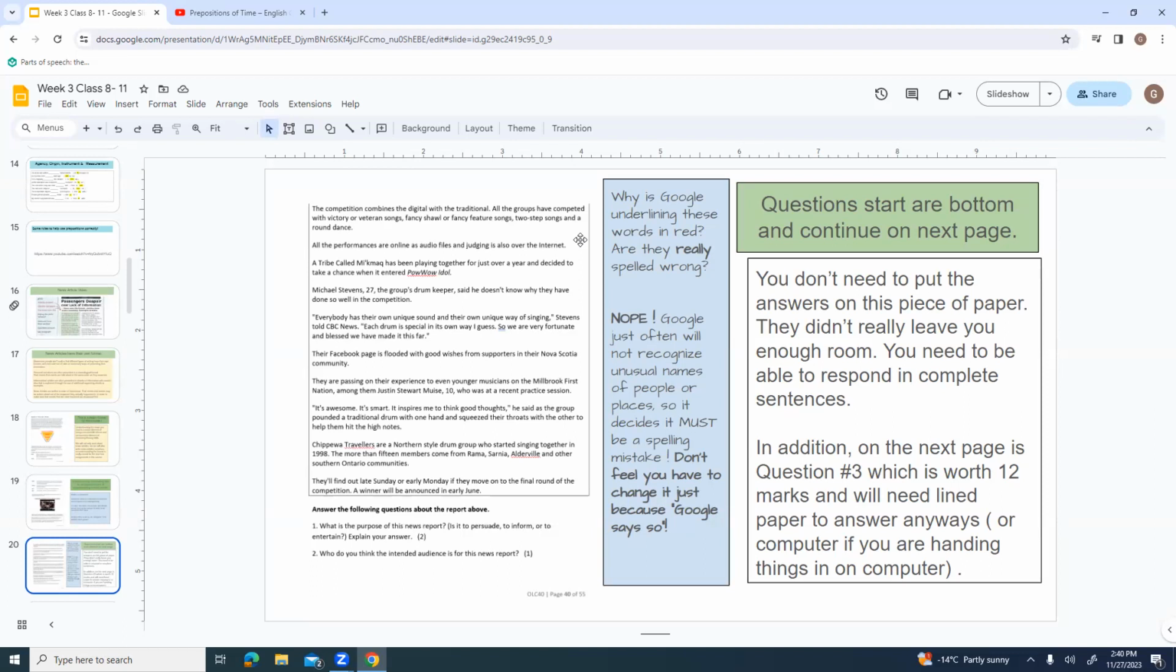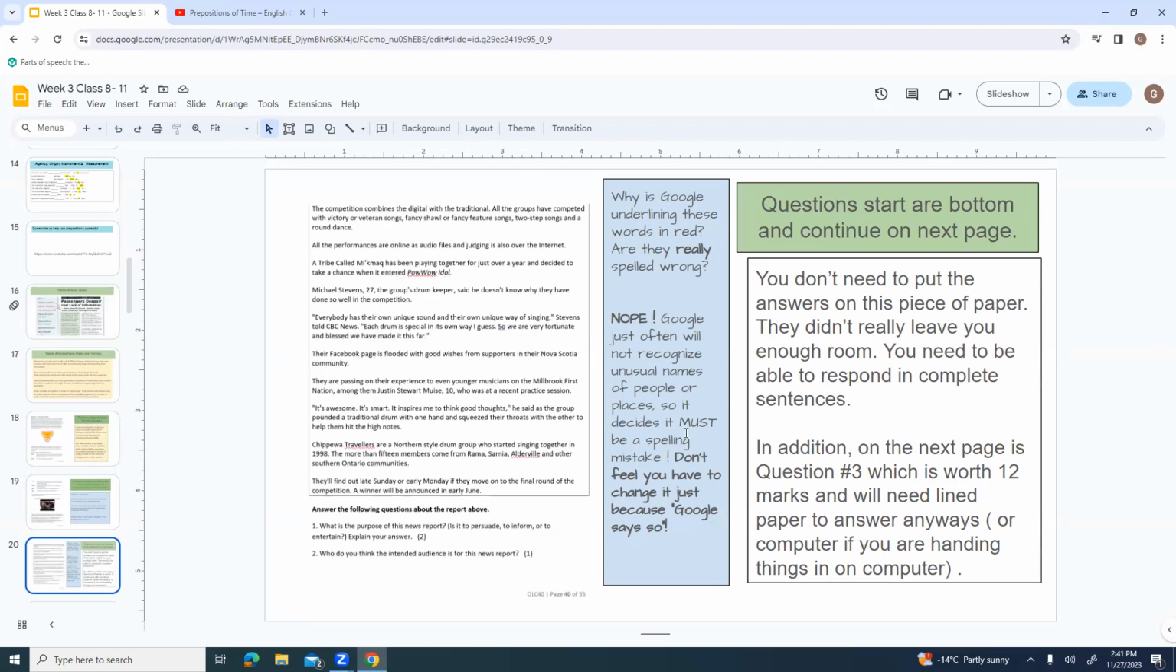All right, so first of all, why is Google underlining some of these words in red? Are they really spelled wrong? No, not necessarily. Google sometimes just doesn't recognize unusual names of people or places, so it always defaults to that must be a spelling mistake. Don't feel like you have to change it just because Google says so. So maybe powwow, for example, is typically 2 words, but here it's the name of a contest and they chose to put it together. So therefore it's perfectly legitimate for us to repeat that.